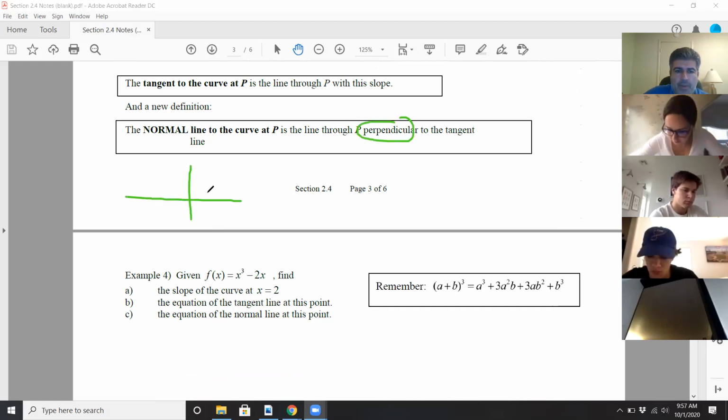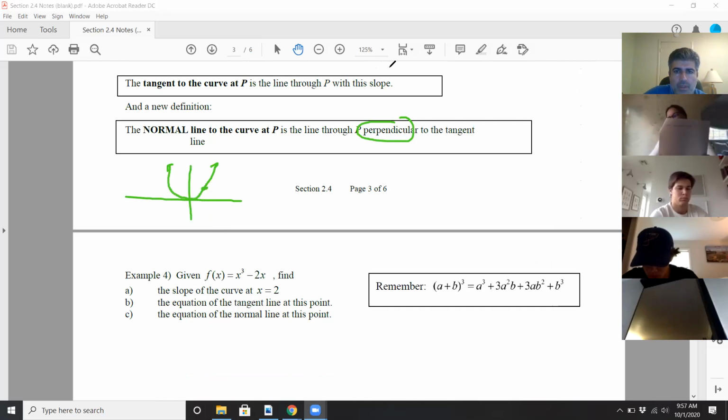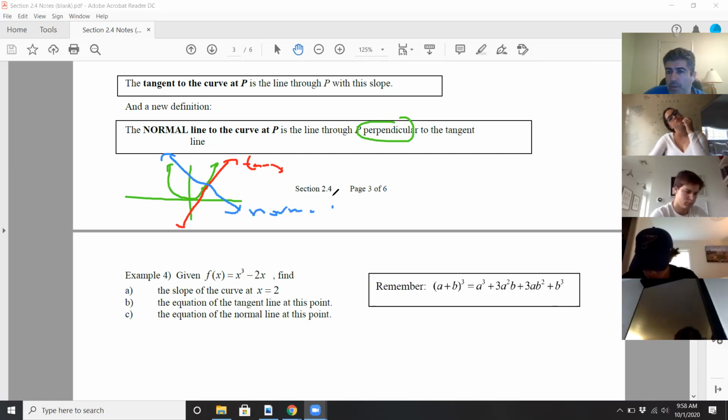Here we have a curve, y equals x squared, which again, why am I drawing it incorrectly? The red line is tangent. The blue line is called normal. Now the normal will cross the graph in another place as well, but it's perpendicular to the tangent line. So example 4 has that discussion.